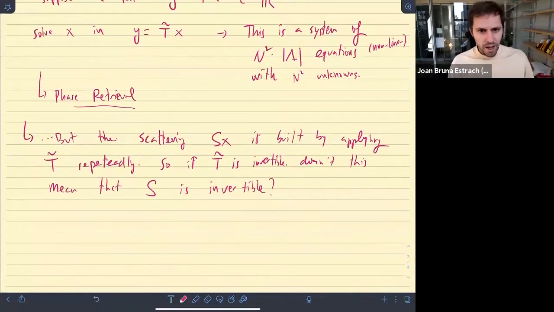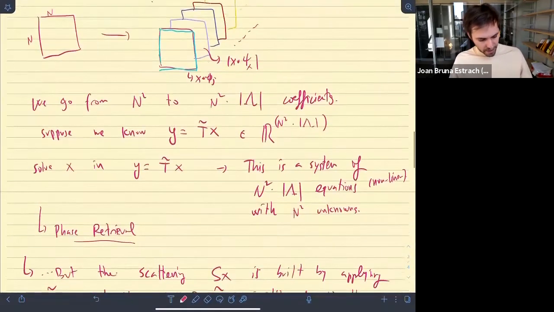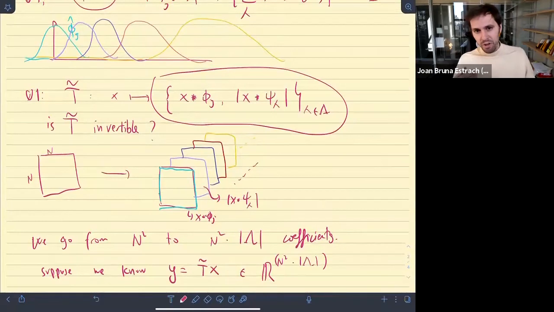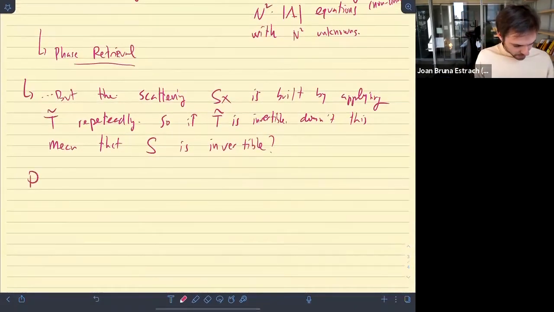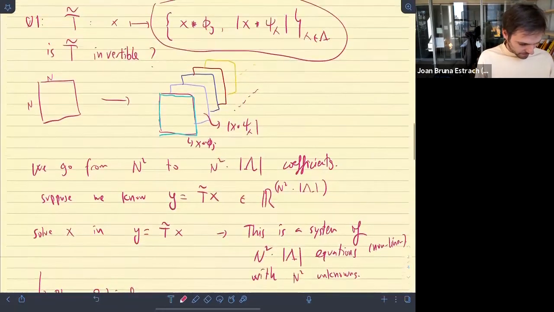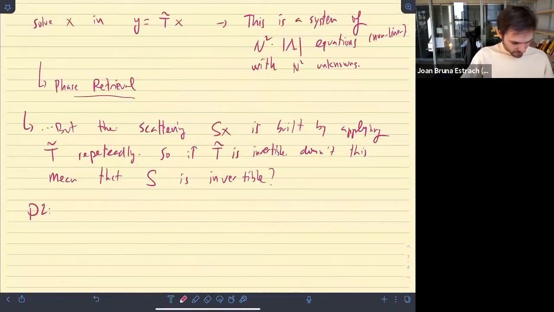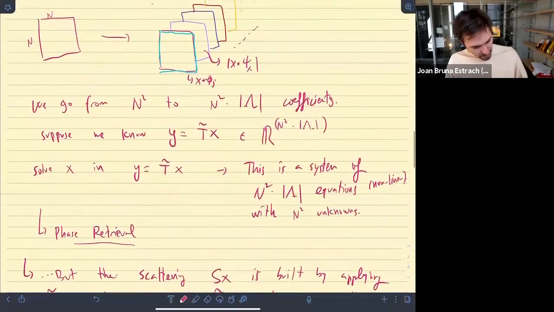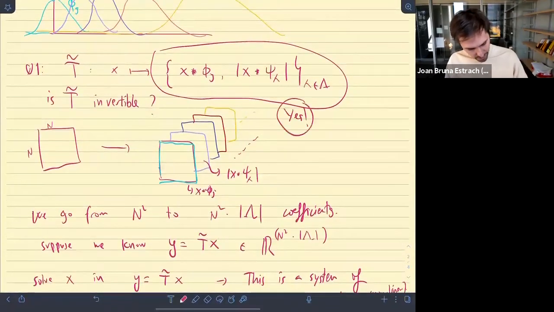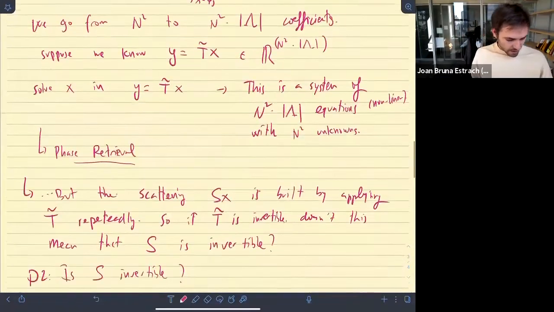Okay, so I'm building this scattering by applying this operation again and again and again, right? And I can invert, and every one of these things is invertible. So now, the question Q2: is this S invertible? And so the answer, like in this time, the answer here was yes, right? It's invertible. But now the answer here is that it's no.